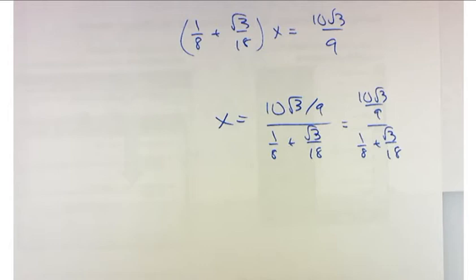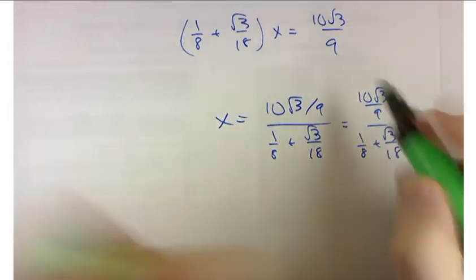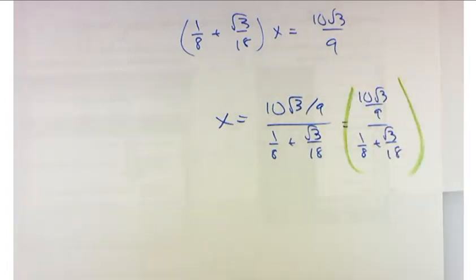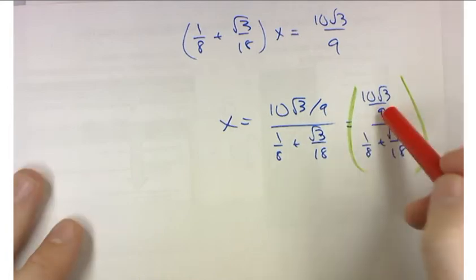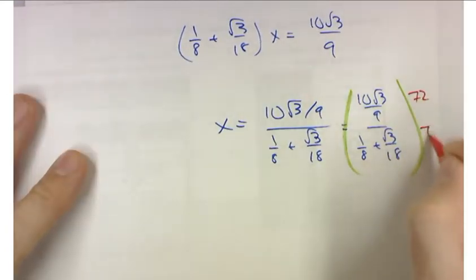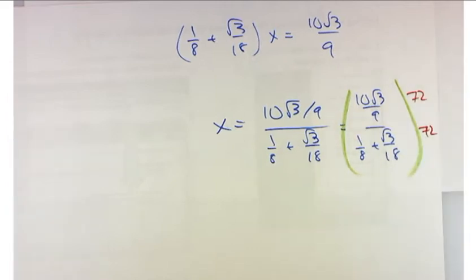If you were bent on cleaning it up, I'd probably multiply everything through by, say, 72. 72 over 72, because 72 is the lowest common denominator of these secondary fractions. So it would cancel them out. It would clean things up pretty nicely. But let's just see if we can get a decimal value for this.